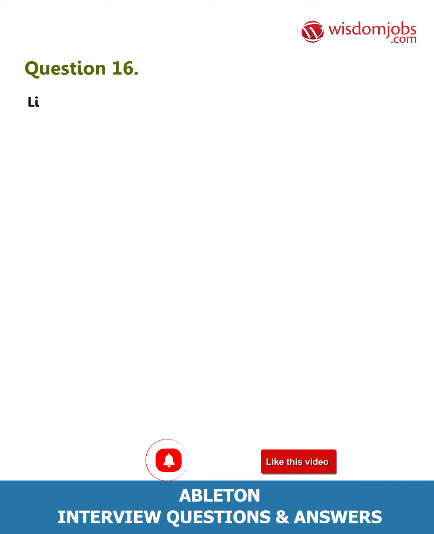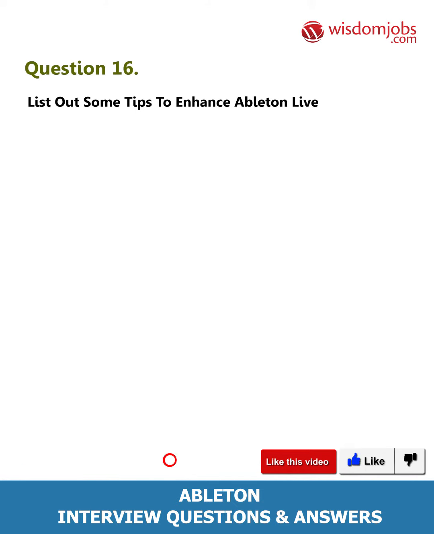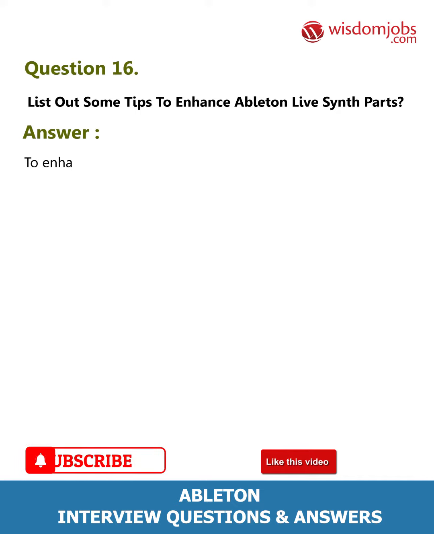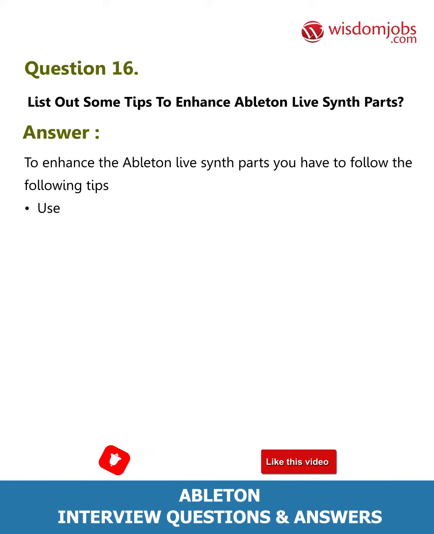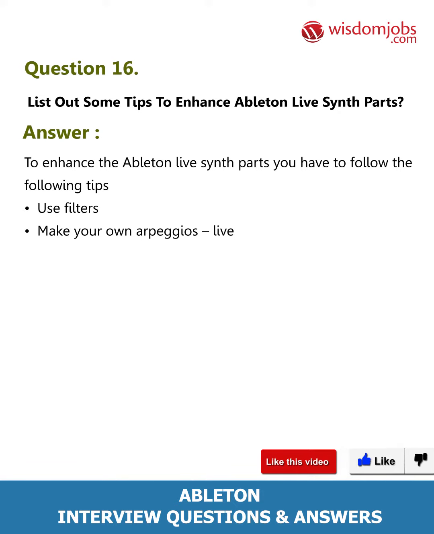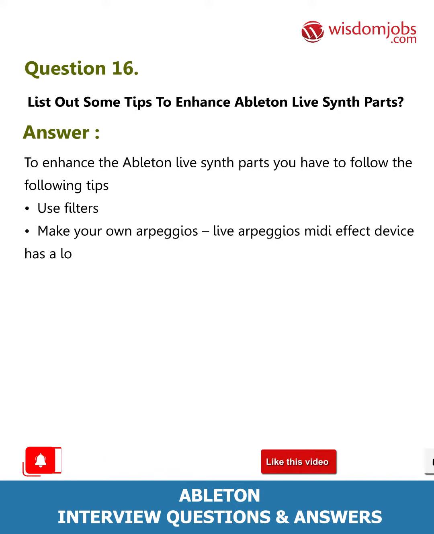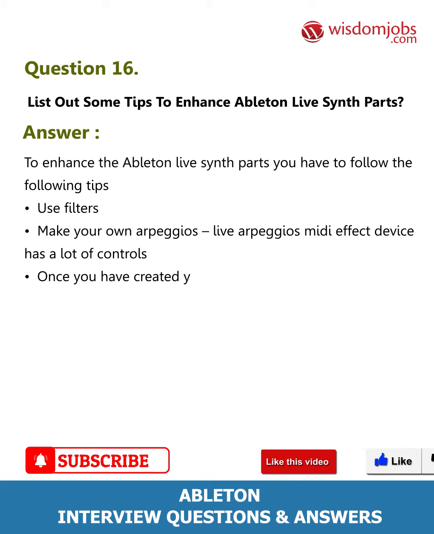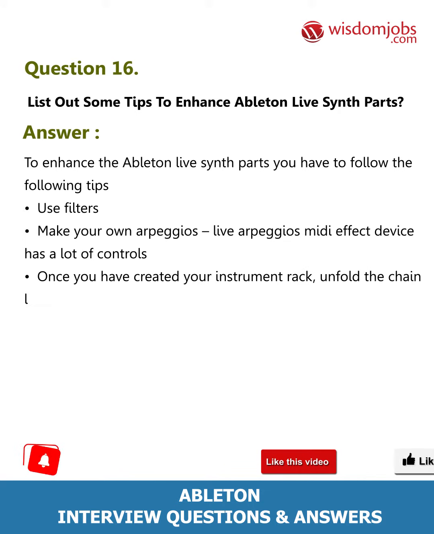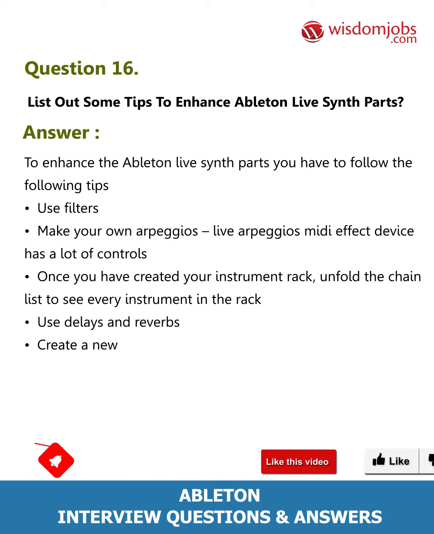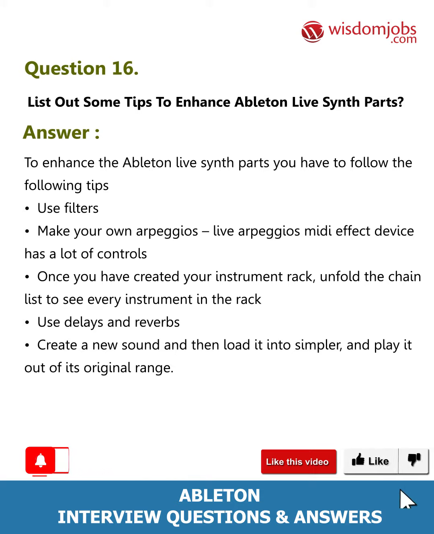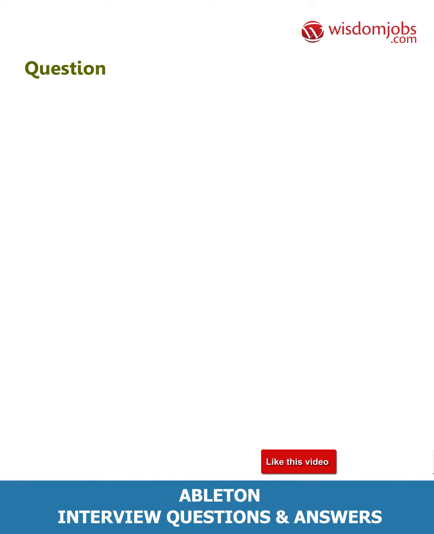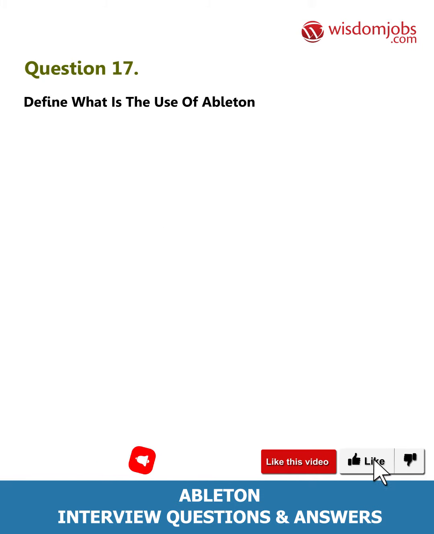Question 16. List out some tips to enhance Ableton Live synth parts. Answer. To enhance the Ableton Live synth parts you have to follow the following tips. Use filters. Make your own arpeggios. Live Arpeggios MIDI effect device has a lot of controls. Once you have created your instrument track, unfold the chain list to see every instrument in the rack. Use delays and reverbs. Create a new sound and then load it into Simpler and play it out of its original range.